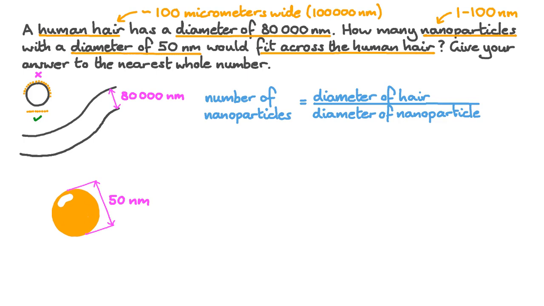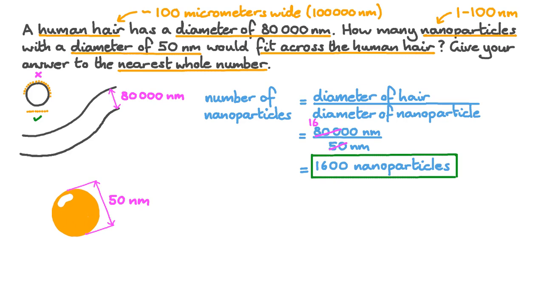To figure out the number of nanoparticles we need, we simply have to take the diameter of the hair and divide it by the diameter of the nanoparticle. We plug in our values to get 80,000 nanometers divided by 50 nanometers. We don't necessarily need a calculator for this because we can see that 50 goes into 800 16 times, which means 50 goes into 80,000 1600 times, giving us our answer of 1600 nanoparticles. And we already have our answer to the nearest whole number.